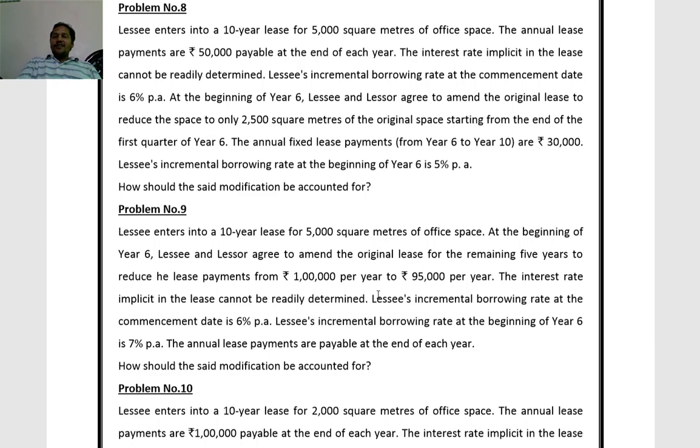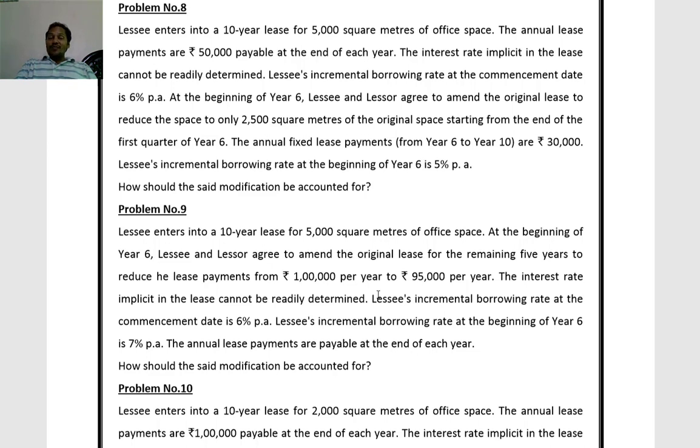Now, the initial lease is for a 10 year period and 5,000 square meters of office space. After completion of 5 years, that is at the beginning of the 6th year, lessee and lessor agree to amend the lease for the remaining 5 years, to reduce the lease payments from 1 lakh to 95,000 per year. So, here the lease modification involves a change in lease payment.